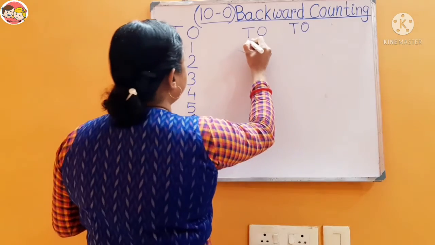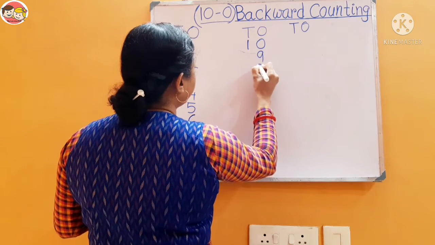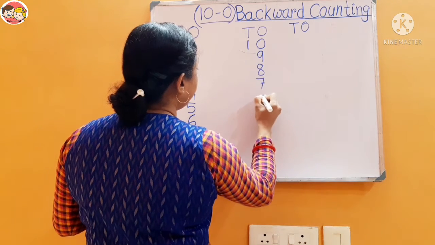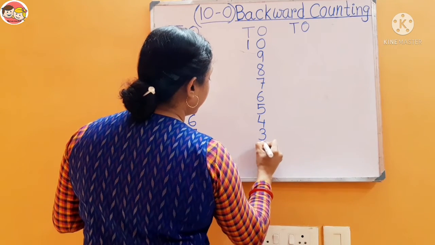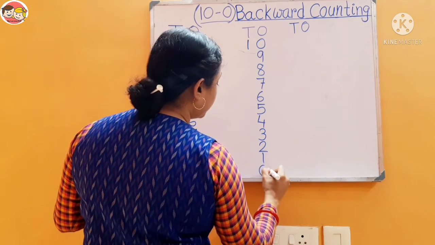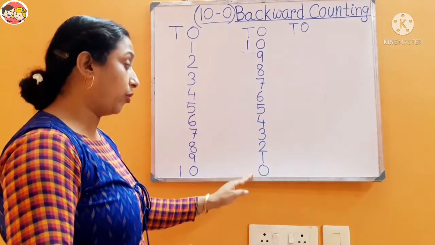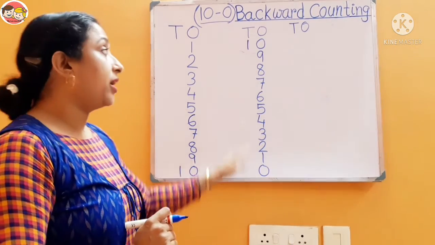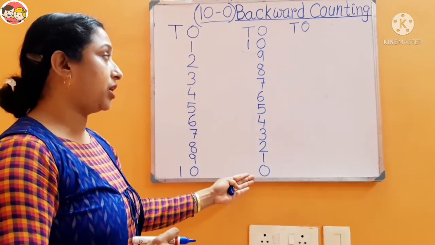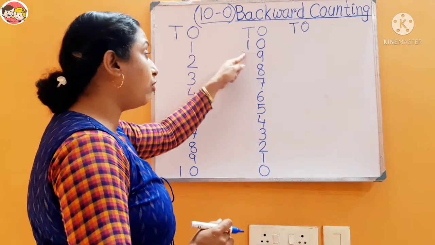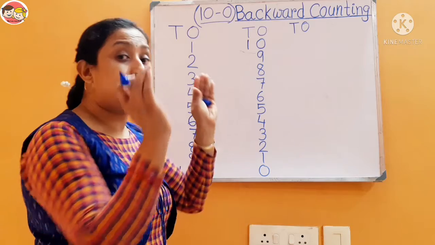So first we have to write number 10. 1, 0, 10. Then 9, 8, 7, 6, 5, 4, 3, 2, 1, 0. So this is how we write backward counting from 10 to 0. Children, did you observe very carefully? Here, the number is decreasing one by one every time. So what is backward counting? Backward counting is counting by removing one every time. So that means in backward counting, number becomes smaller.